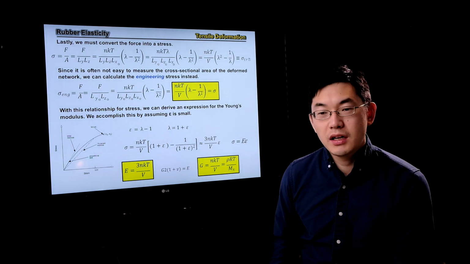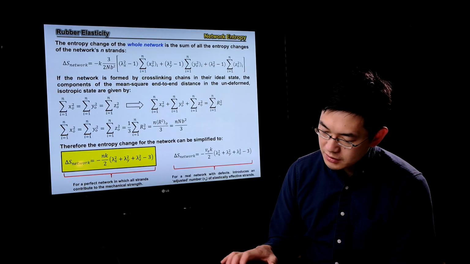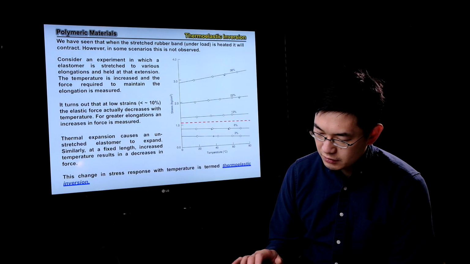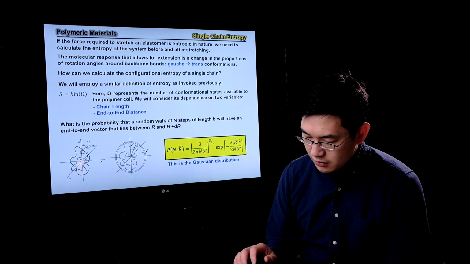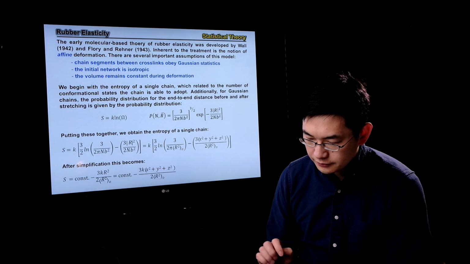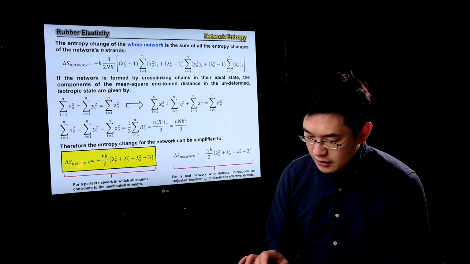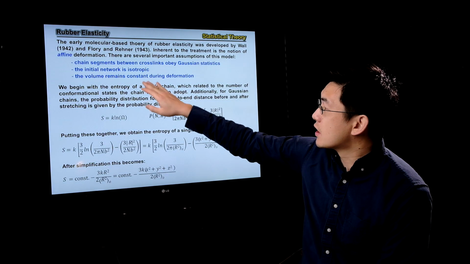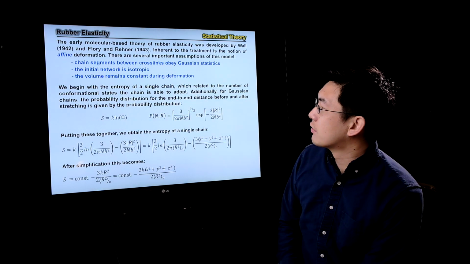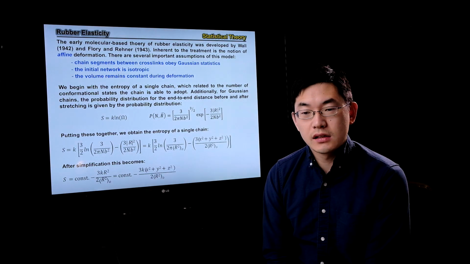So what are we going to do in today's lecture? Today's lecture is slightly different from what we talked about before. I want to go back to a slide where we talked about a few assumptions for rubber elasticity theory. We discussed that this is going to be a finite network, and the initial network is isotropic and volume is constant during deformation. The first one is true at a low degree of strain.